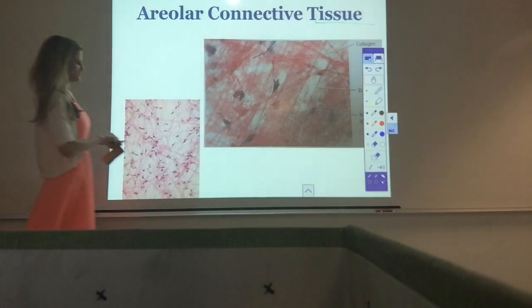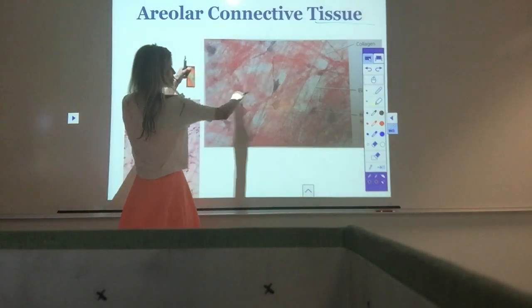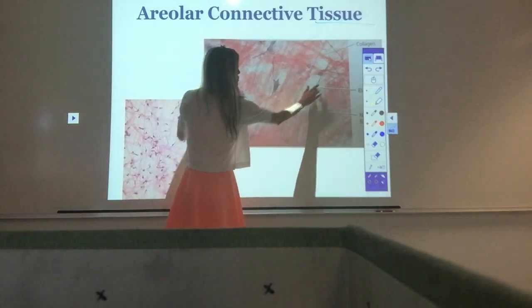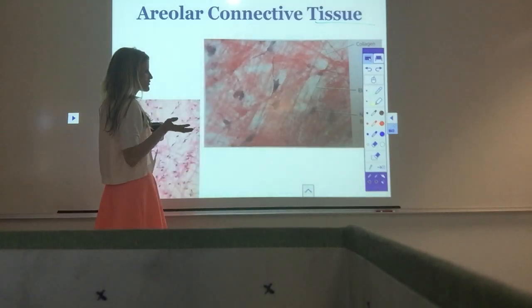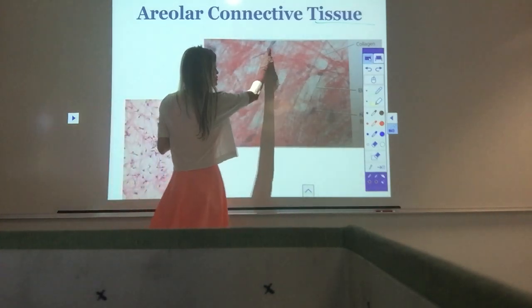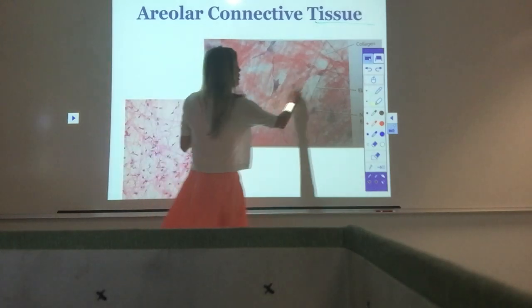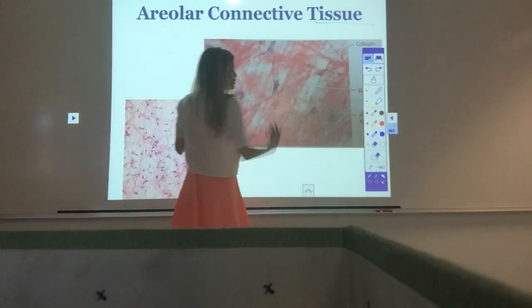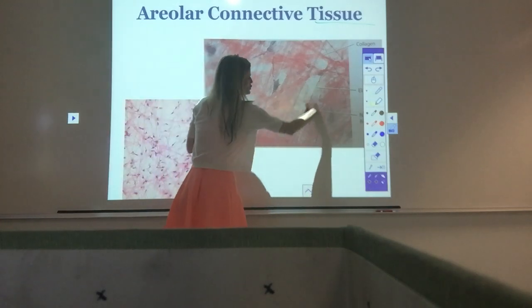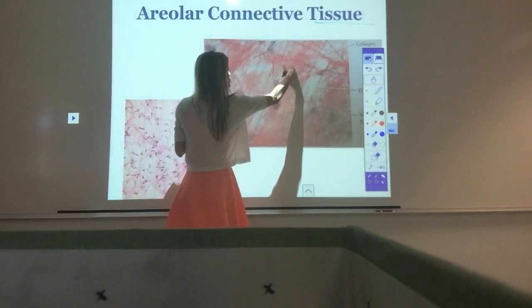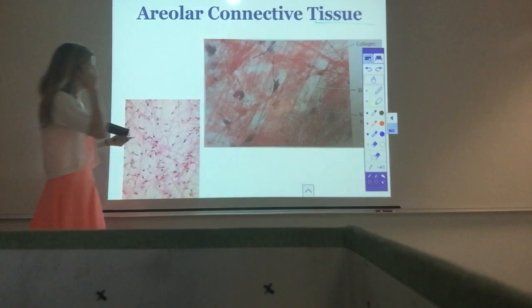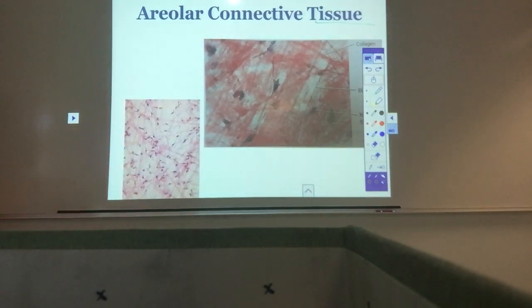Again, areolar connective tissue. So it's loose, right? You see the white open areas where the ground substance has dissipated or evaporated. You see the fibroblasts or the cells scattered throughout. All of these light pink areas are showing you collagen. These darker straight lines are showing you elastin or elastic fibers. Again, areolar connective tissue.